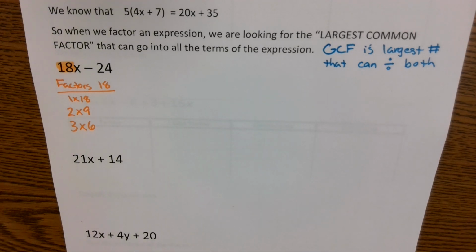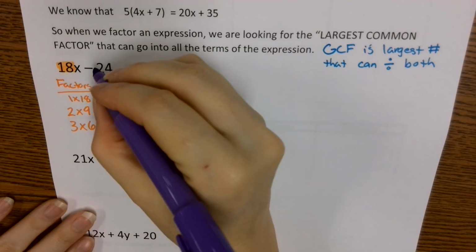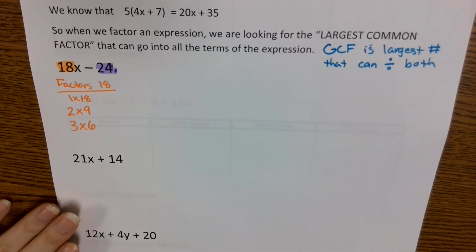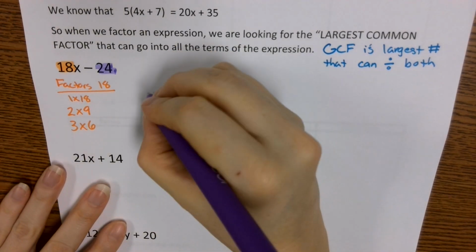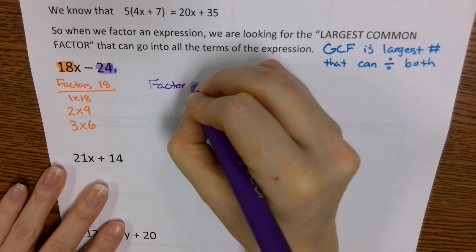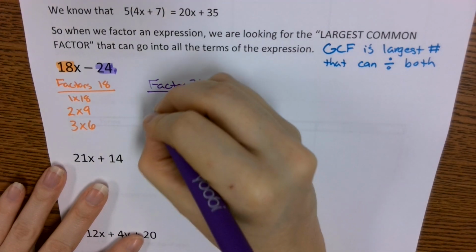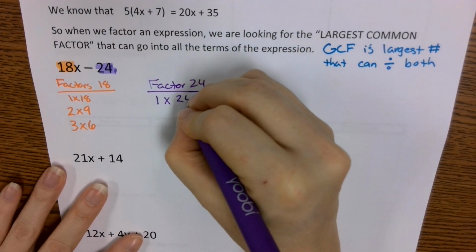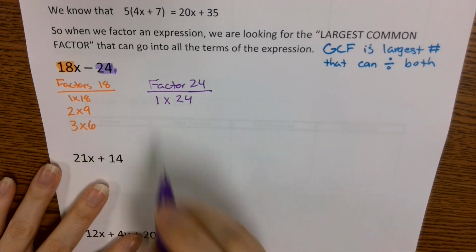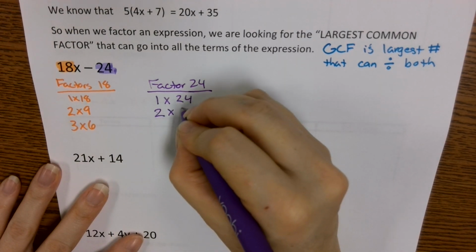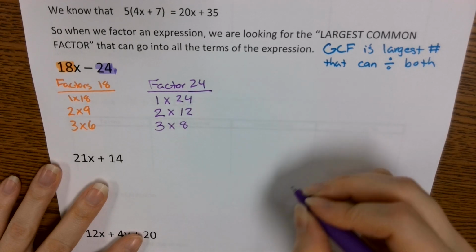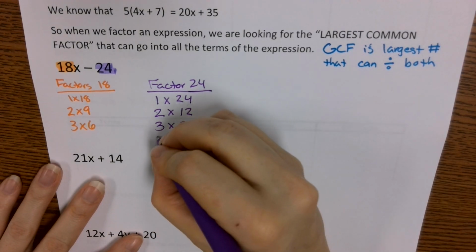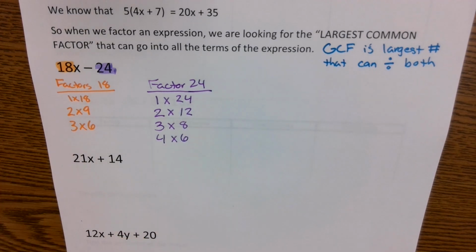Then I want to do the same thing for 24. Now I'm going to ignore my signs for the time being. I'm going to ignore the minus sign. I'm just going to focus on the base. So I'm focusing on factors that are going to create the value of 24. So my factors for 24 are also 1 times 24. So we have a 1 that's in common. We also have a 2 in common, 2 times 12. We have a 3 in common, 3 times 8. We also have a 6 in common, because 4 times 6.